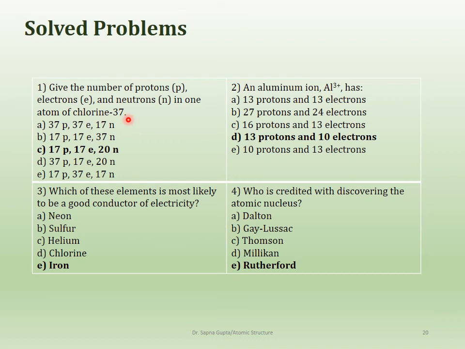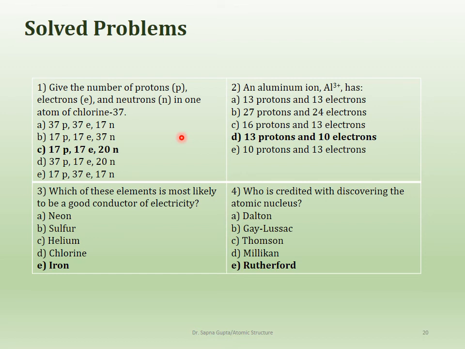When they say chlorine 37, that really means atomic mass, not atomic number. So remember, the atomic number of chlorine is not going to change because chlorine's identity is defined by the number of protons. So the protons will always remain the same, which means if you have a chlorine atom, you can look at the periodic table and see that the number of protons or the atomic number for chlorine is 17.